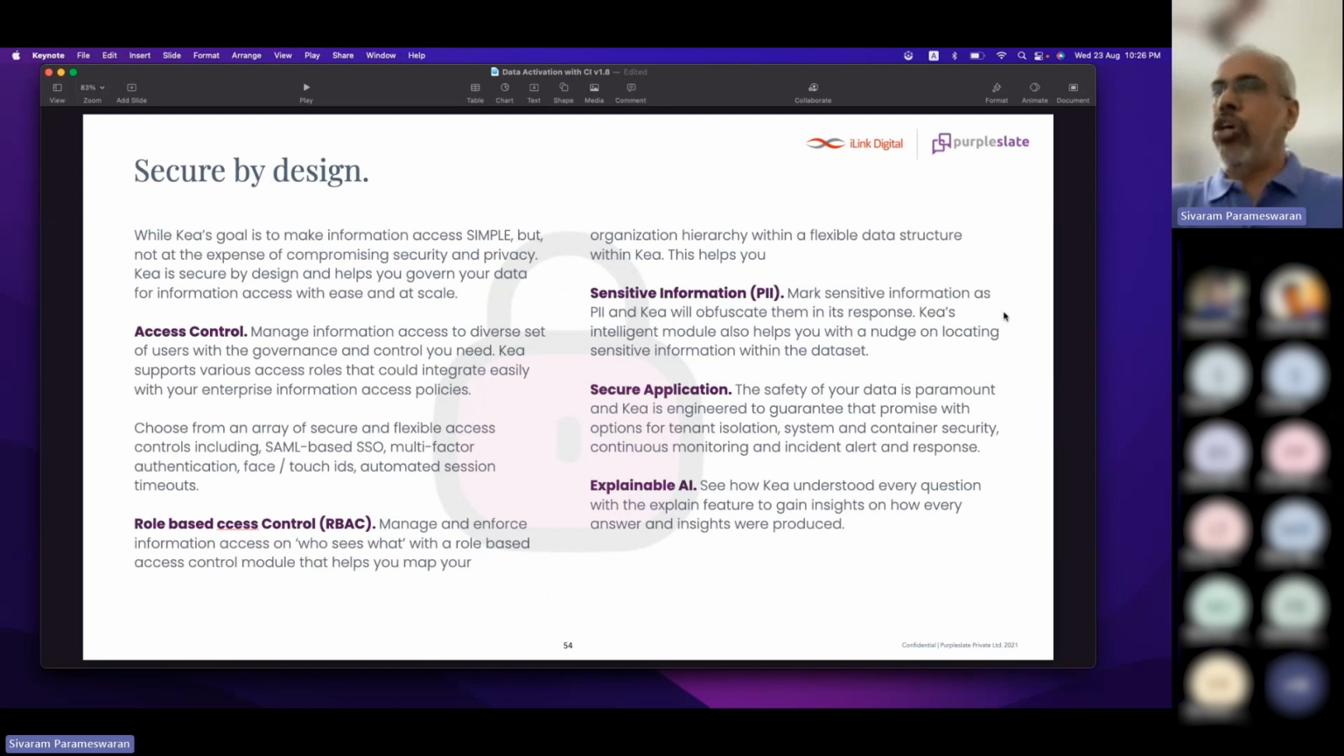Obviously, whenever we talk about data, the key thing is security, information security and access. There is a whole bunch of features we have related to information security. Very elaborate role-based access control. You have an ability to define and mask PII, sensitive information.